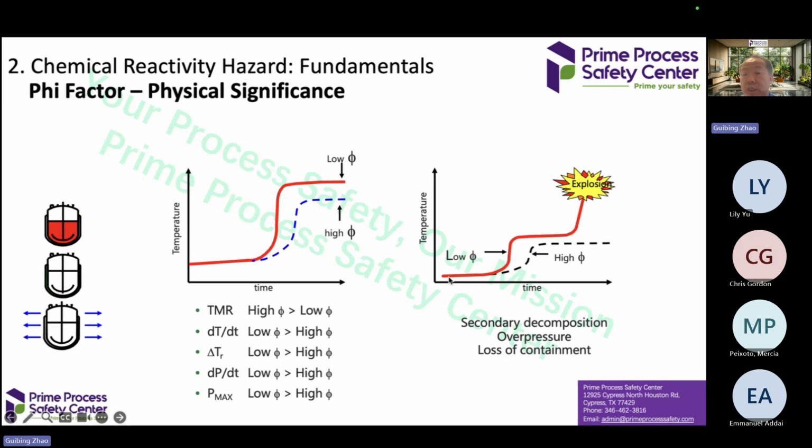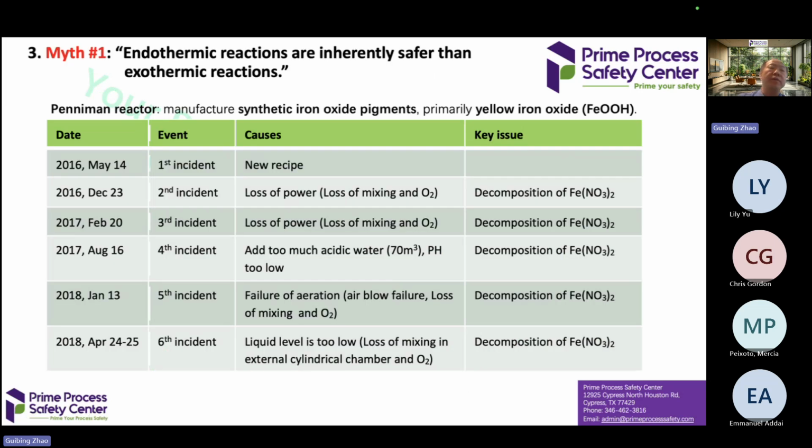However, when you scale up to a big reactor, most of the energy stays with the reaction mixture, so the temperature would be high, and at some point may trigger secondary decomposition reactions. So let's talk about the five myths.